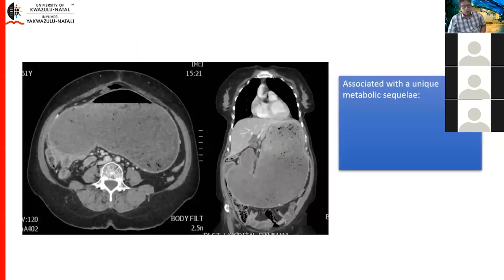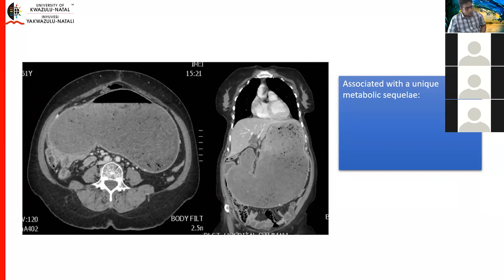Okay, so that was bleeding ulcers and kissing duodenal ulcers. Now, the next complication, what can you see on the CT scan? I need someone to tell me what these two views are. They are two different views of the abdomen. This is a CT of the abdomen.